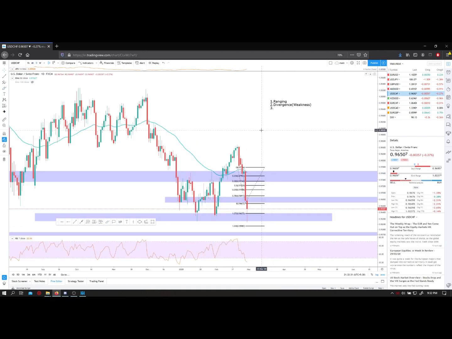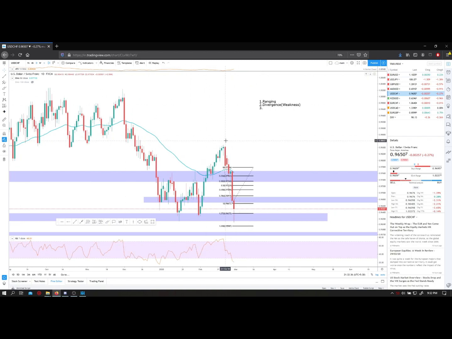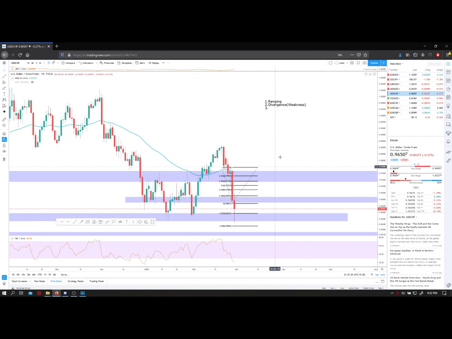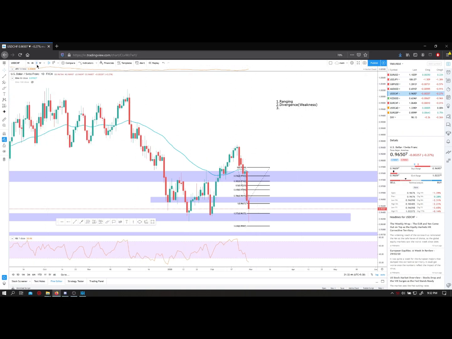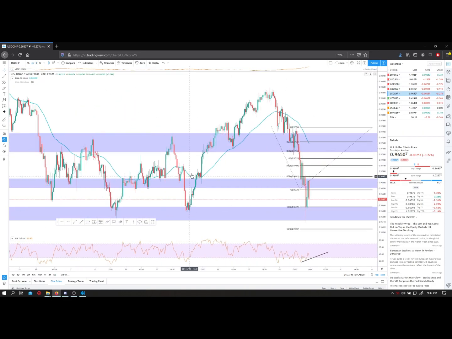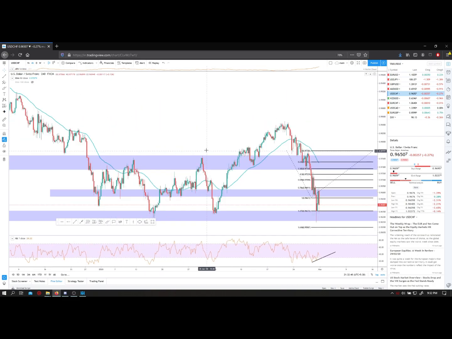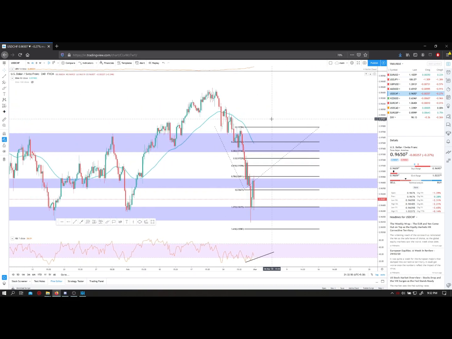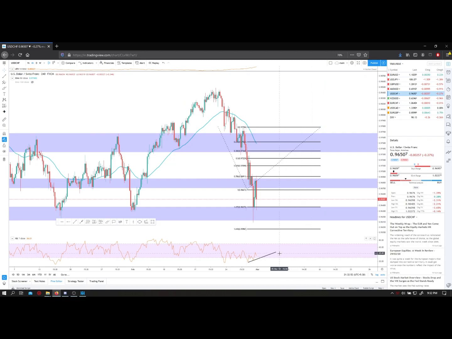So the last pair we're going to look at is USD CHF. The first thing we're going to look for is the trend. As you can see, it is ranging, it is going nowhere in the daily chart. So the second thing we're going to look for is buy and sell zones. I have already drawn the buy and sell zones in the daily chart. The third thing we're going to look for is weakness. As you can see, it is already showing weakness in the form of divergence.